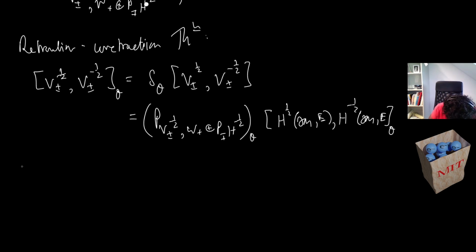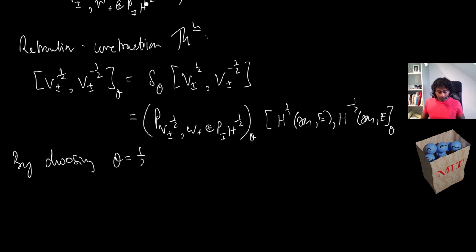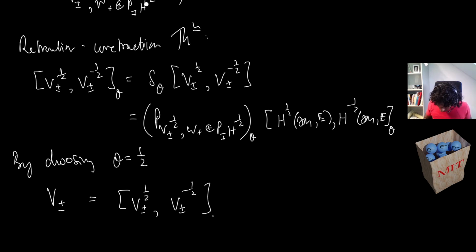By choosing theta equal to a half, we know that this is L2, and this projector is also just a projection to the L2 spaces, right? So the projection to V plus minus. Then we get precisely that this is equal to V plus minus a half, V plus minus minus a half, at theta equal to a half.